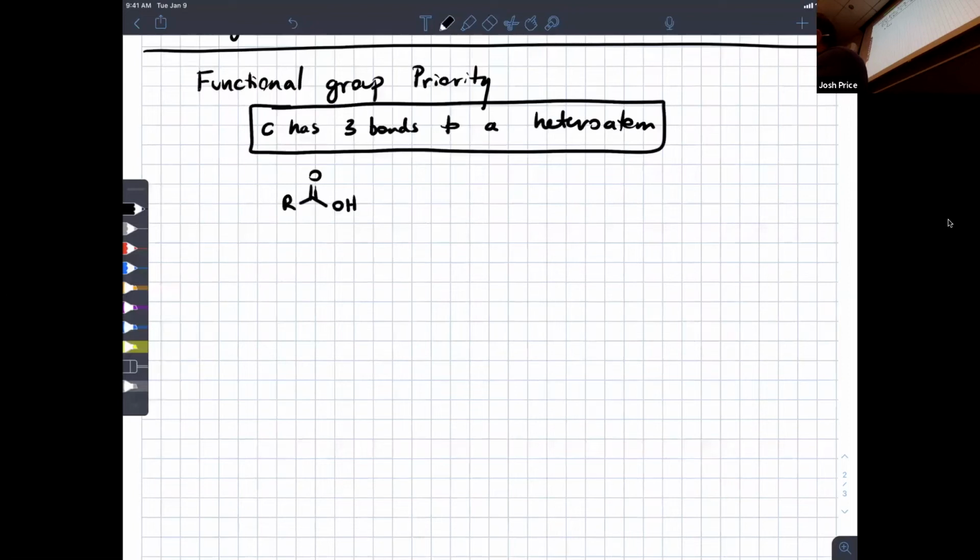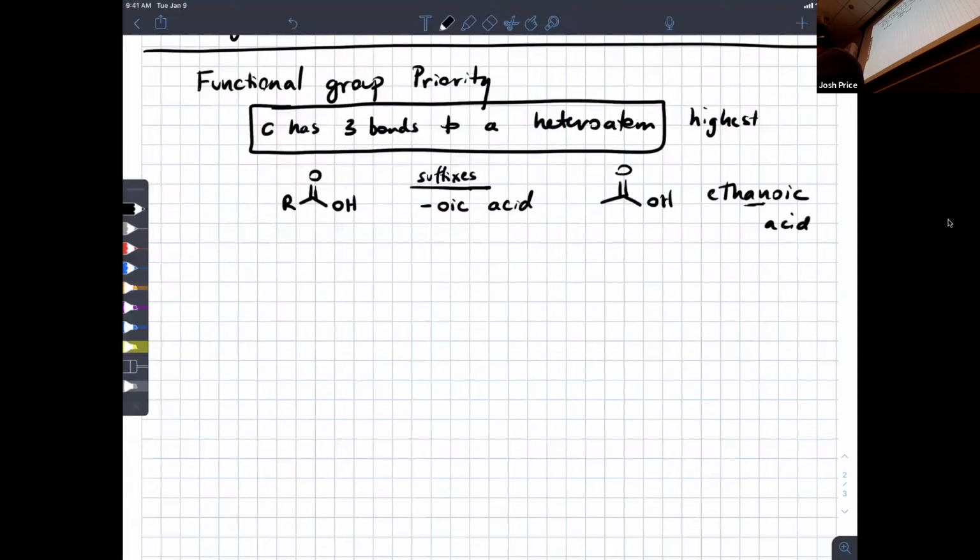For this highest priority elite class, you're going to want to pay attention to suffixes only. Don't worry about prefixes. For the carboxylic acid, it is oic acid. For example, this is ethanoic acid: eth because 2 carbons, an for no double bonds, and oic acid for the carboxylic acid.